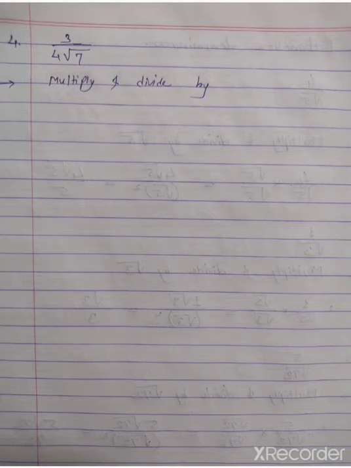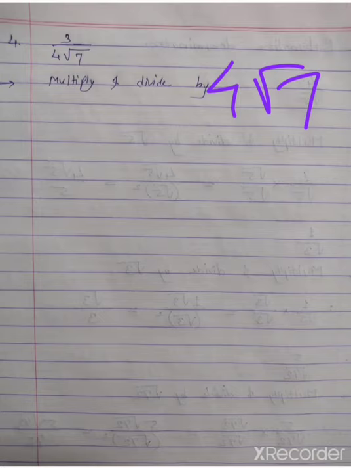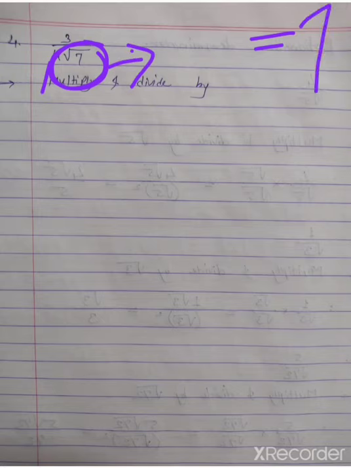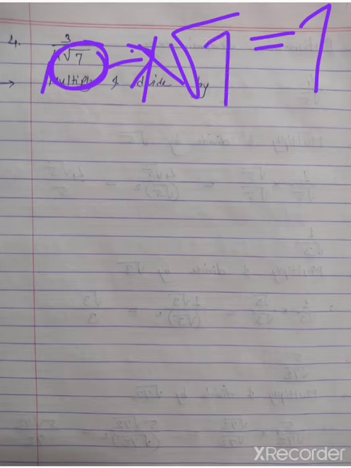Let us solve one more question: 3 upon 4 root 7. You can use 4 root 7 as a rationalizing factor. Otherwise you can directly use only root 7 because it is the simplest form. 4 is already a rational number. The irrational number is root 7, so we have to only rationalize this root 7. You can concentrate on this root 7 only. This root 7 can be rationalized by multiplying by root 7.